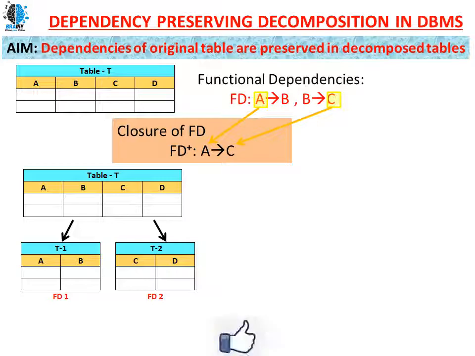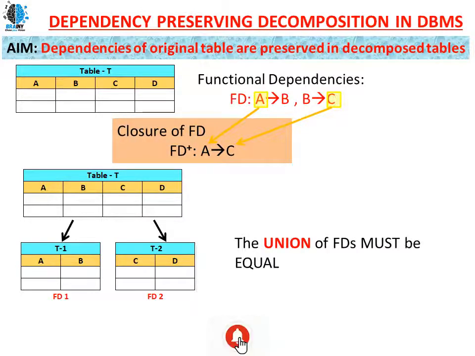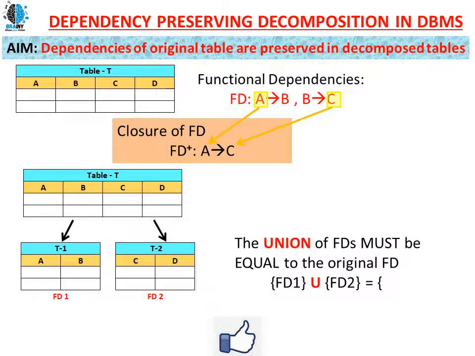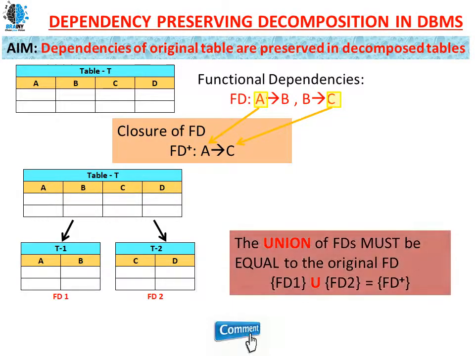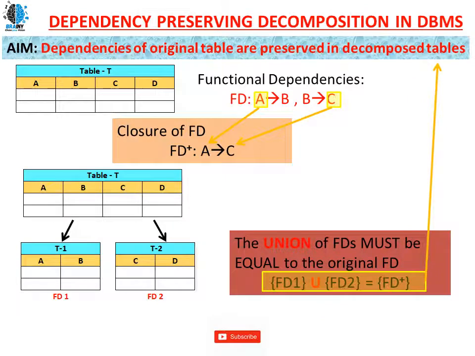So what is our aim? Dependencies of the original table are preserved in the decomposed tables. For this purpose, if I take the union of fd1 and fd2, it should be equal to my original fd, that is, the original functional dependency. If I take the union of functional dependency 1 and functional dependency 2, I should get the original functional dependency of my original table. This is the aim of dependency preserving decomposition in DBMS.